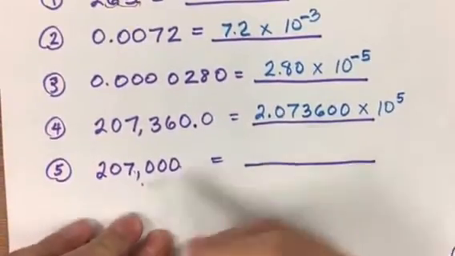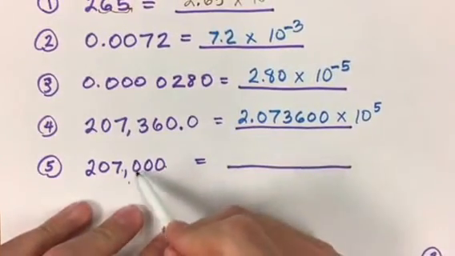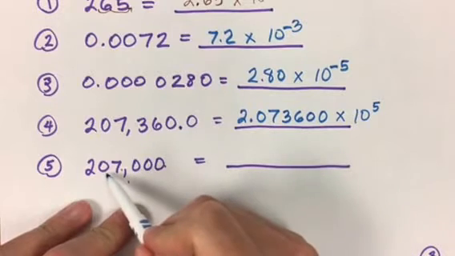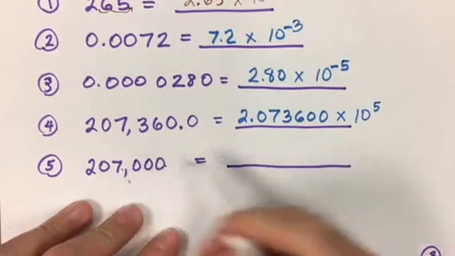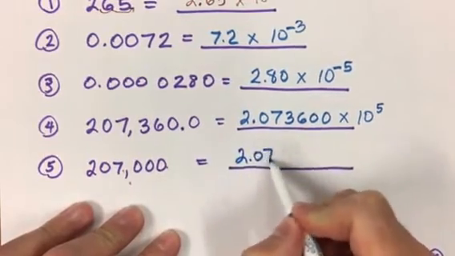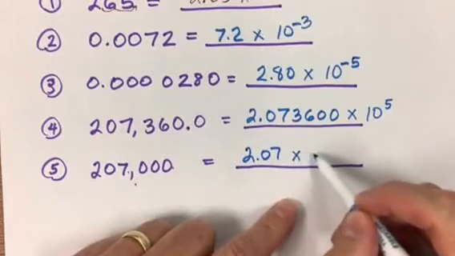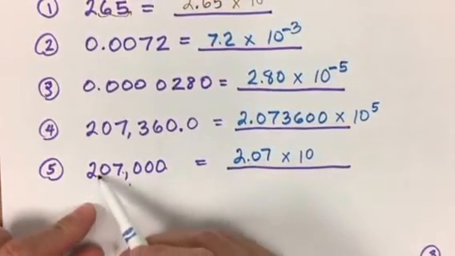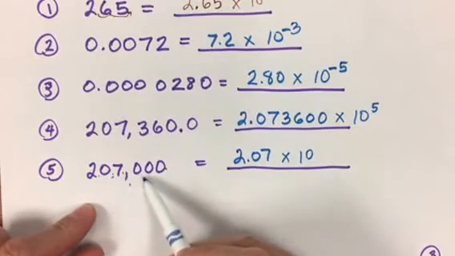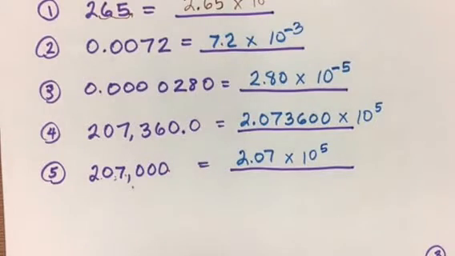Last one, 207,000, no decimal shown. So are these zeros significant? And is that 0 significant? No, these are not. Yes, that is. So 2.07, no other zeros are going to be used because they're insignificant, times 10 to what power? To get back to the original place, I'd have to move that decimal 1, 2, 3, 4, 5 places, so 5 is the exponent on the 10.